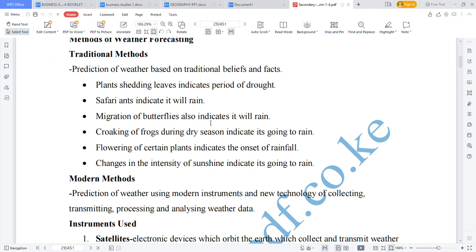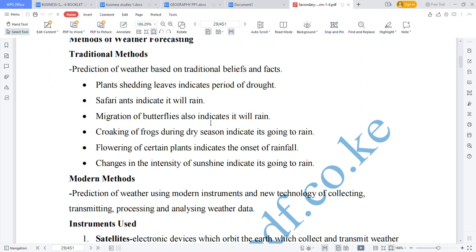Safari ants indicate it will rain. Migration of butterflies also indicates it will rain. Croaking of frogs during dry seasons indicates it is going to rain. Flowering of certain plants indicates the onset of rainfall. Changes in the intensity of sunshine indicates it is going to rain. So those are the traditional methods or beliefs and facts that are still in use up to date.